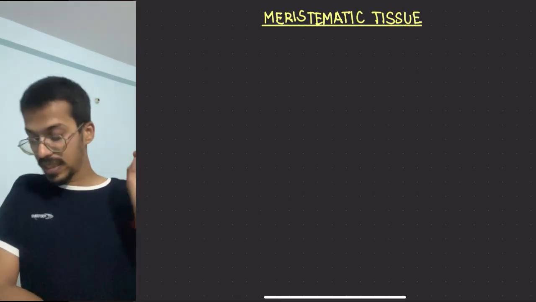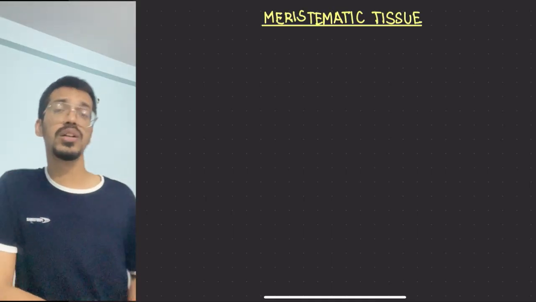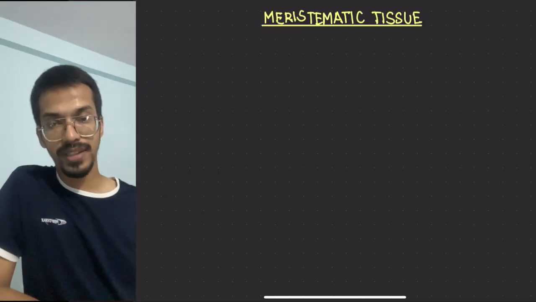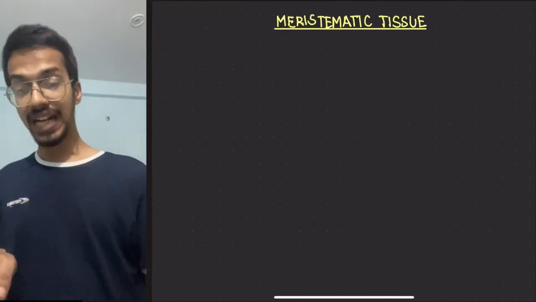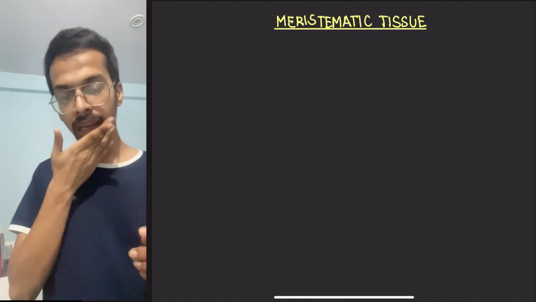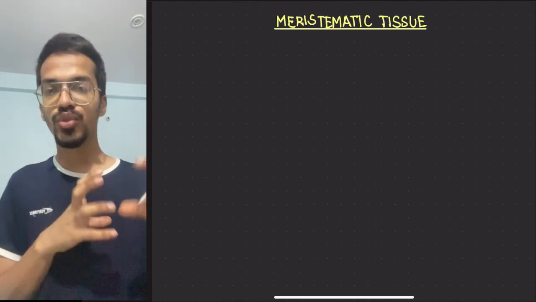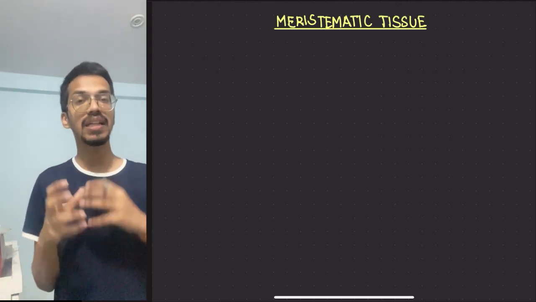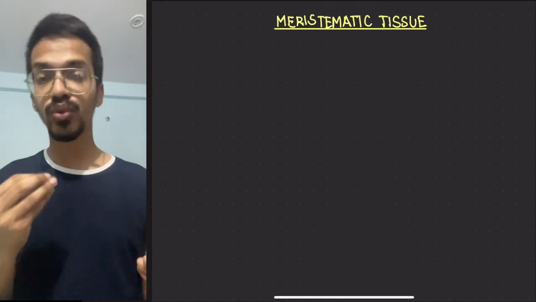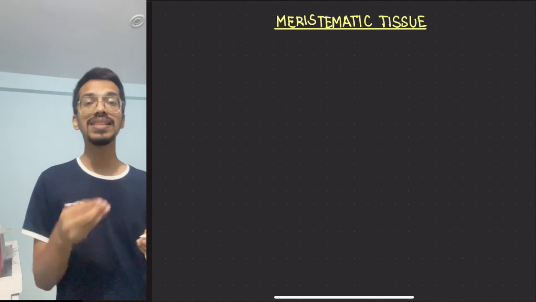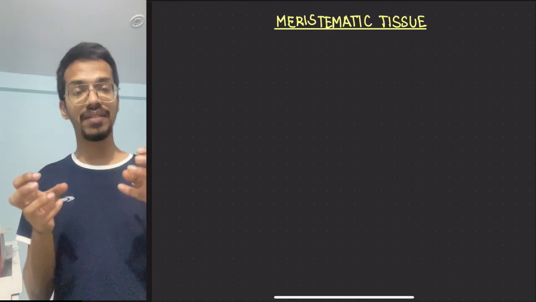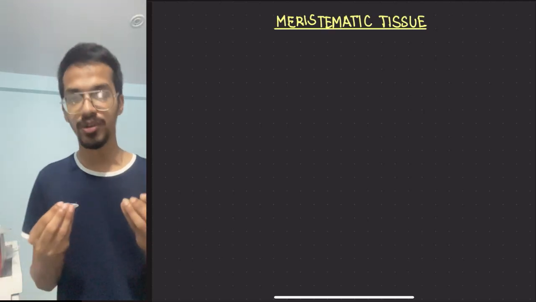Now in meristematic tissue, we know that the growth of the plant is largely due to this tissue only, because it will increase the number of cells. We already know there are primary and secondary types of meristematic tissue. Finally, we know that it makes our initial plant body, so we need to know how the cells will look. These cells are rapidly dividing, so dense nuclear content would be there.